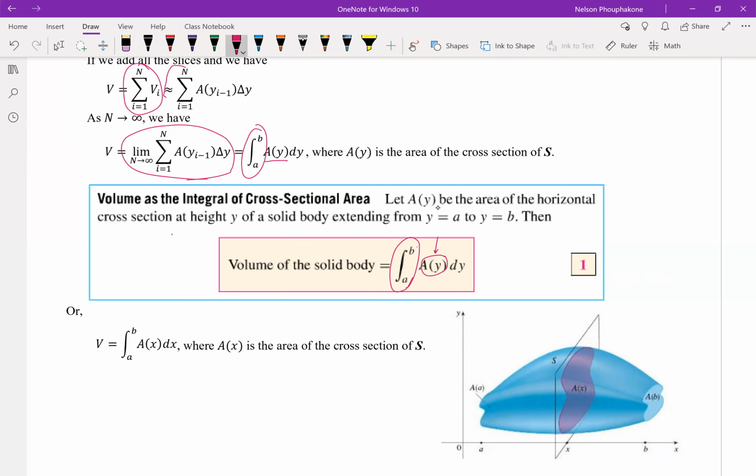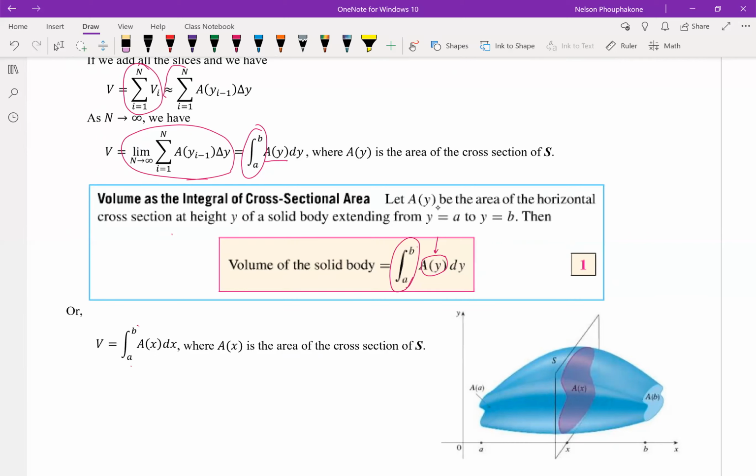However, what if I want to cut it like this one right here, perpendicular to the x-axis? Then in this case, the volume is equal to the integral from a to b of A of x dx. A of x is the area of the cross sections, like this one right here, at x.